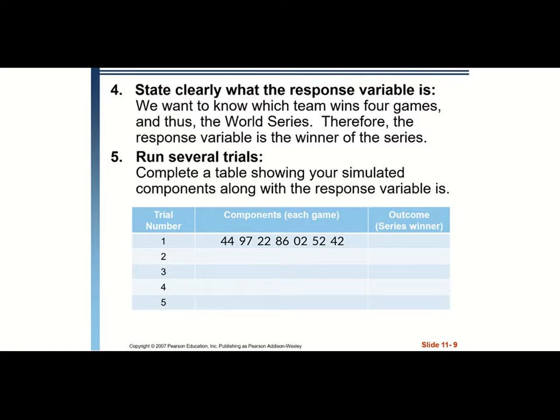You get it. So number 4. State clearly what the response variable is. We want to know which team wins 4 games and thus the World Series. The outcome, the response variable, is the winner of the series. We want to run several trials. In our table here we have 5 trials. We would run that 5 times. Each trial we would generate 7 new numbers. We might not need all 7 to get a winner, right? But it's easier just to do 7 and only use what we need.